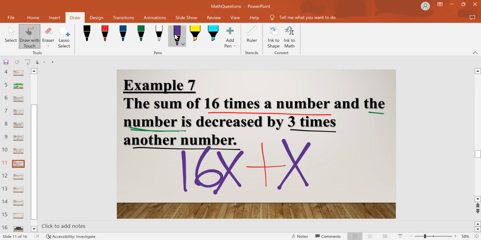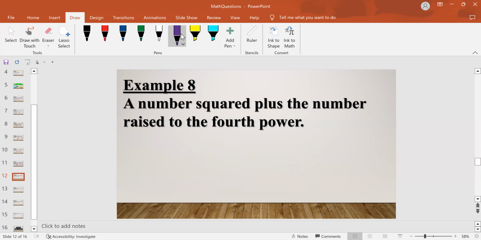Now, decreased. Decrease means what? Minus. By 3 times another number. Okay, this time we use another number. So 3 times another number. So 3 times y. Again, the sum, which is addition between what? 16 times a number, 16x. Okay, plus the number, so x, is decreased, so minus, decreased by 3 times another number. So 3 times y.